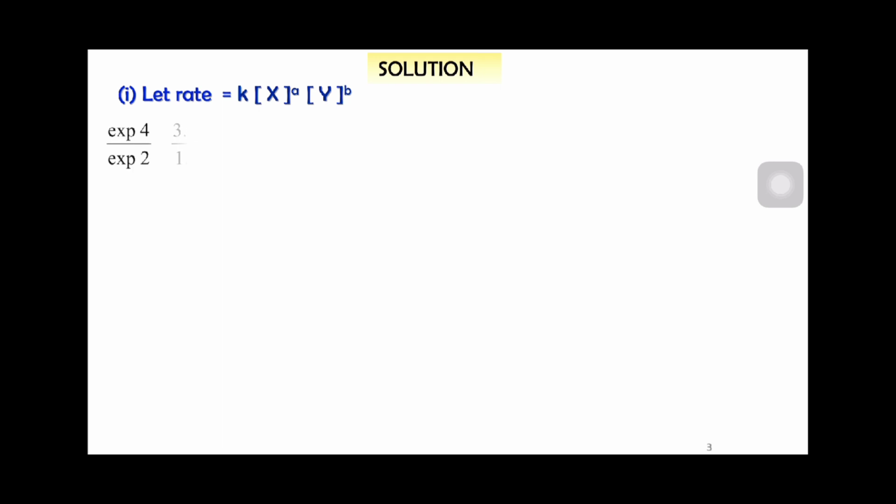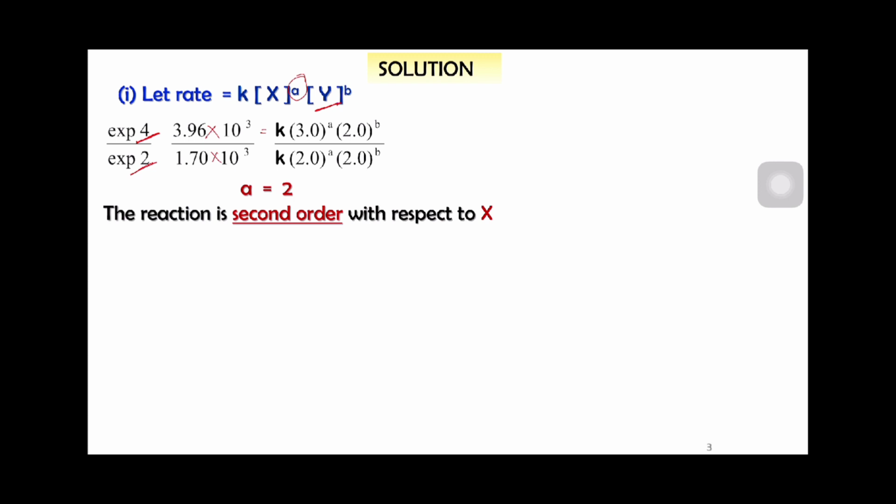Then, to get the value of a, we have to compare two experiments where the concentration of Y remains constant. So that's why we have to compare experiment 4 with experiment 2. Then you calculate the rate of experiment 4 divided by the rate of experiment 2, which equals this one. Then you will get a equals 2. So the reaction is second order with respect to X.